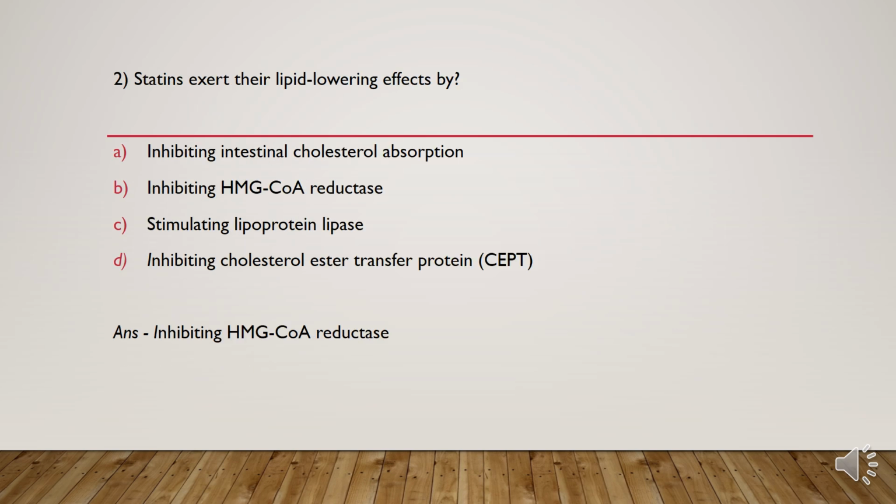Second question: statins exert their lipid lowering effects by inhibiting the intestinal cholesterol absorption, inhibiting HMG-CoA reductase, stimulating lipoprotein lipase, or inhibiting the cholesterol ester transfer protein. So the answer will be inhibiting the HMG-CoA reductase, because the statins inhibit the enzyme which is the rate limiting step in cholesterol synthesis in the liver. This lowers the cholesterol production and increases the LDL receptor expression, helping to clear the LDL from the blood.